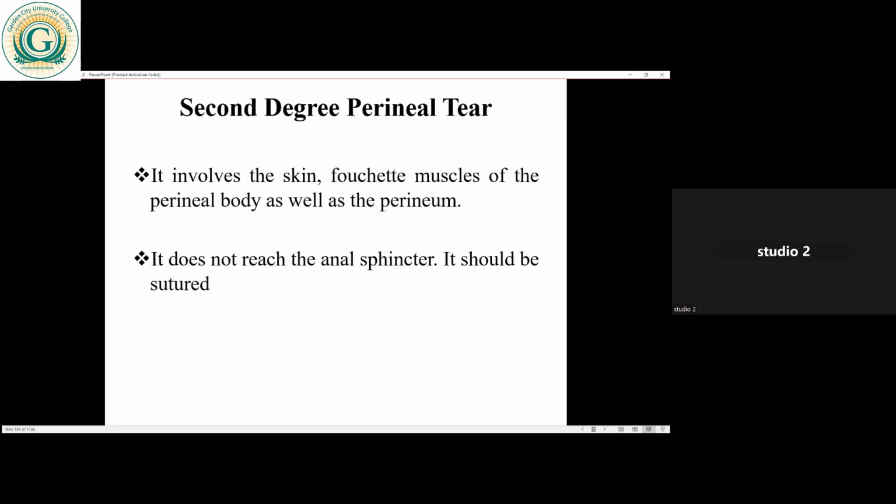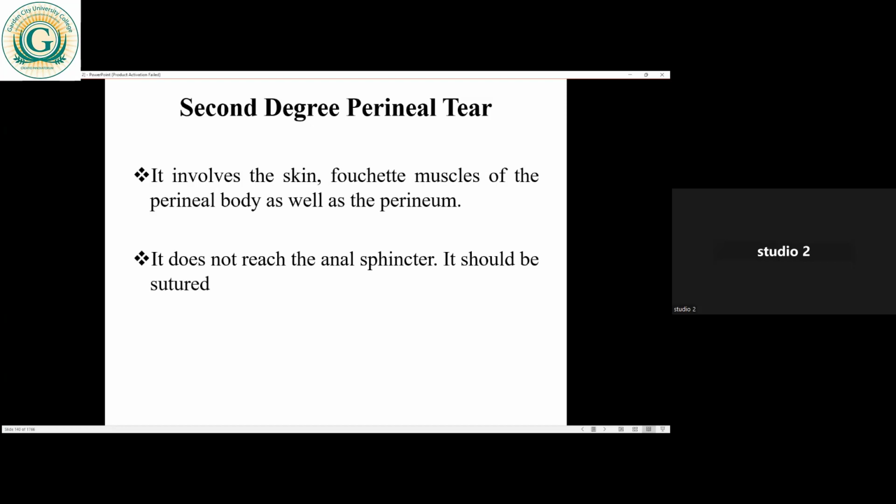With the second-degree tear, the fourchette and skin are torn, but this time the perineum is involved. It does not reach the anal sphincter, but the perineum is torn. This one has to be sutured. If you don't suture it, it will create problems for the woman. This one has to be sutured.